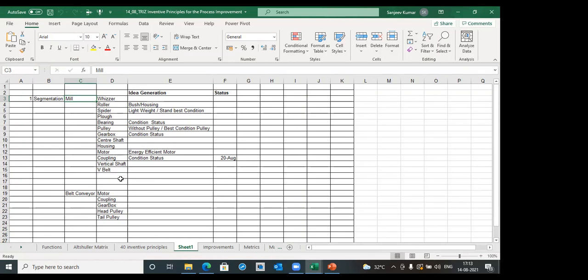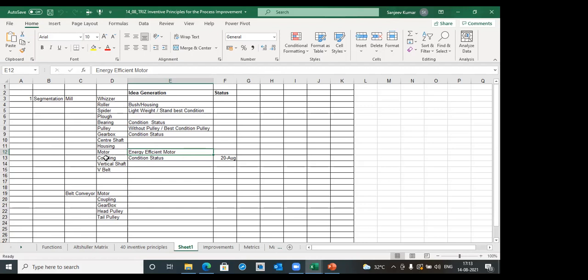Suppose we take the motor, one of the components. Through segmentation, for idea generation, if we replace the present motor with an energy efficient motor, it will reduce the loss and the productivity of the plant will improve. Similarly, we have discussed the individual components of the mill and the ideas for each.